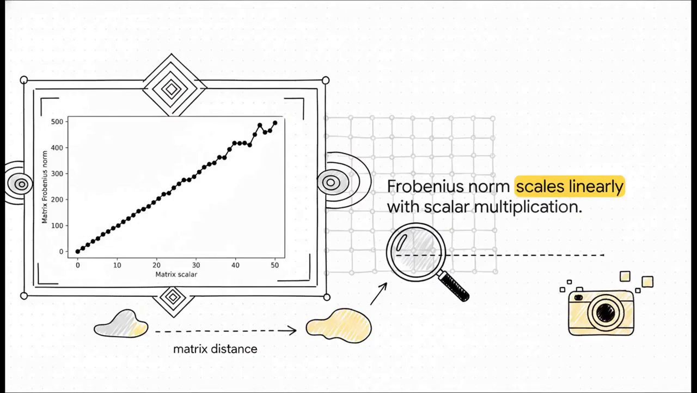And in practice, the Frobenius norm is incredibly reliable. If you multiply a matrix by a scalar value, its norm scales perfectly linearly. This predictability is a huge deal. It gives us a super accurate way to compute the distance between two different matrices, which is an optimization trick used constantly in algorithms for things like image compression.